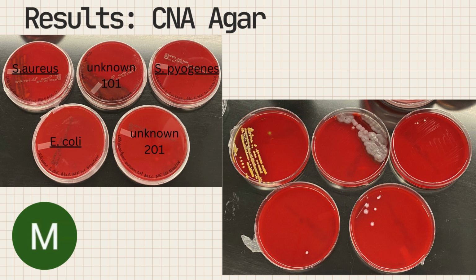CNA agar is useful to isolate gram-positive bacteria from a variety of specimen types. In the plate for S. aureus, we can see how there was bacterial growth and the colonies look small and yellow. This is as expected from S. aureus as this type of bacteria is gram-positive. From the unknown 101 we can see how the cultures look big and cloudy. In S. pyogenes there was little growth, the same as with E. coli and the unknown 201.